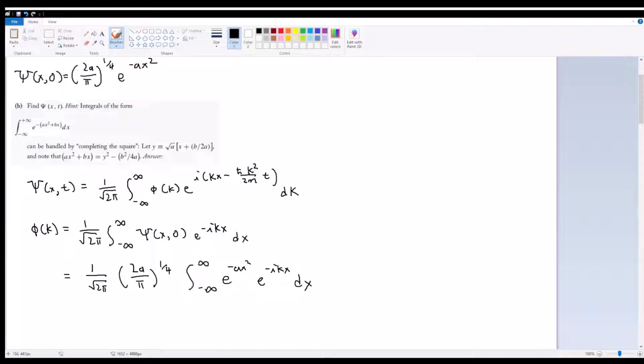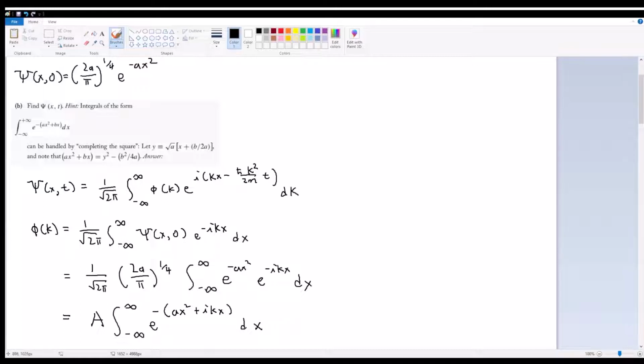And what we see here is that this looks very similar to this form right here. So let's try to massage this into something of the form e to the negative ax squared plus bx. So we have 1 over square root of 2 pi. Actually, in order to save my wrist a little bit, I'm just going to refer to this as a constant that I'm going to call a, multiplied by the integral from negative infinity to positive infinity of e to the negative, which I'm going to move out at the front, ax squared plus ikx dx.